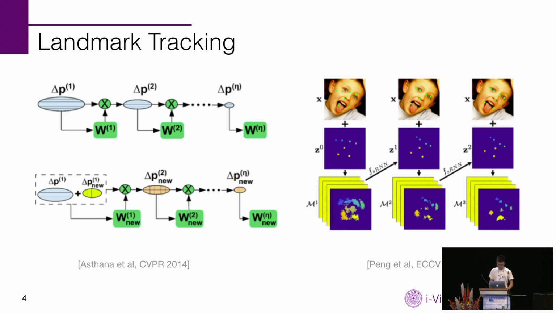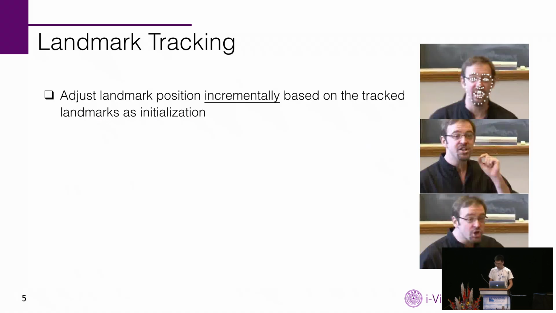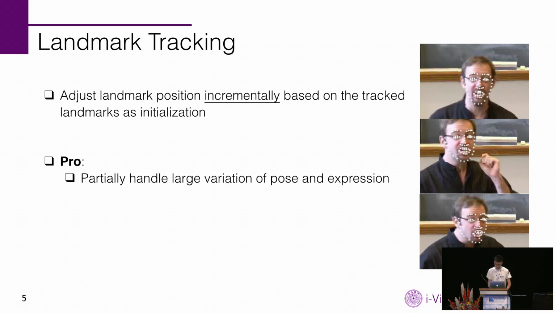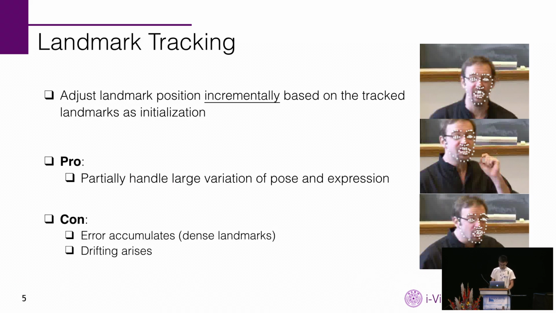For landmark tracking, typical methods include the incremental learning methods proposed in CVPR 2014, and the encoder-decoder framework proposed in ECCV 2016. For these methods, the landmark positions of each frame are adjusted incrementally. The tracked landmarks of the previous frame are utilized as the initialization. Because changes in facial pose and expression from one frame to the next are typically small, the initialization is much closer to the correct solution. This lets these methods partially handle the large variation of pose and expression over the whole video.